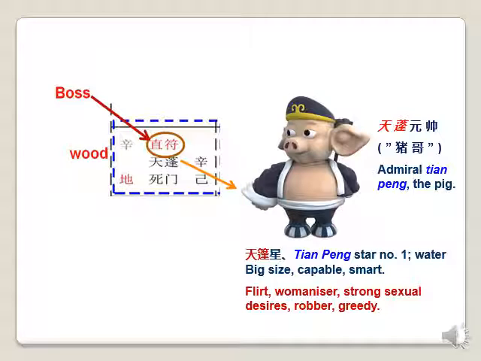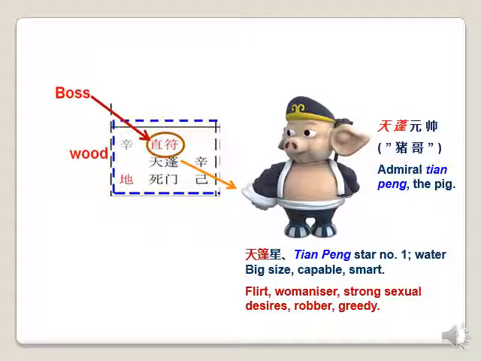So what is water element? It's like this figure here. This is a classic figure, imagined by the famous classic novel Journey to the West. This guy called 天蓬元帅, which is the brother of the Monkey King. 猪八戒 is the name. Water represents what? Wise, smart, capable, but also big size, and strong sexual desires, robbery, greedy, or womanizer for a man.